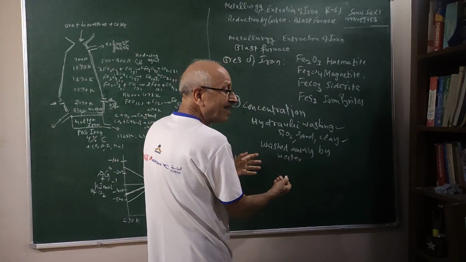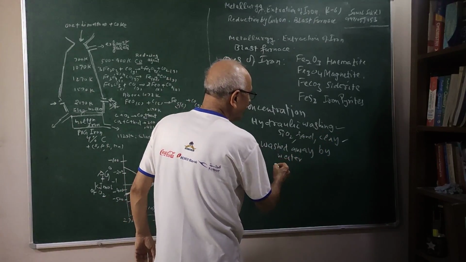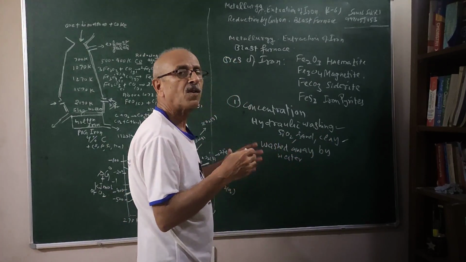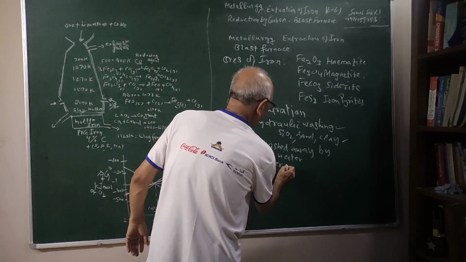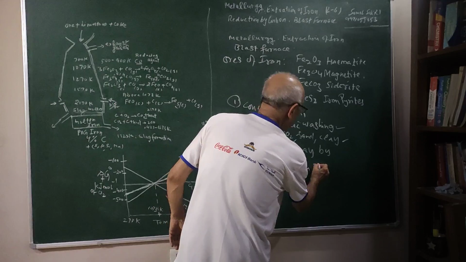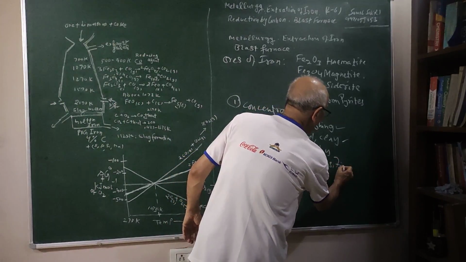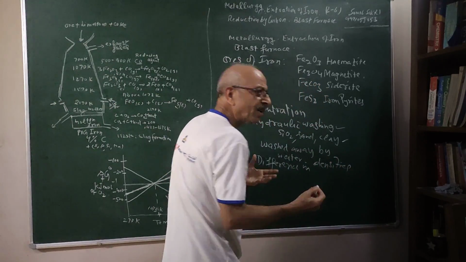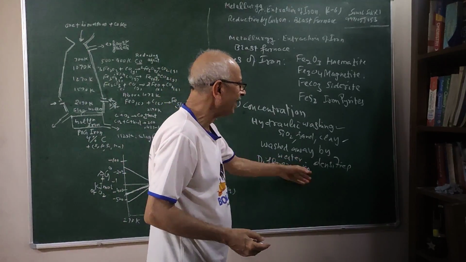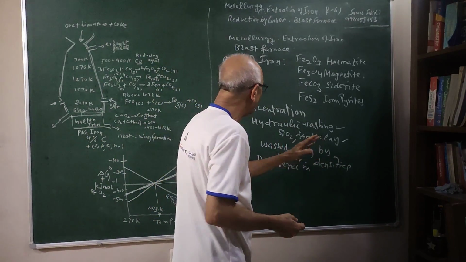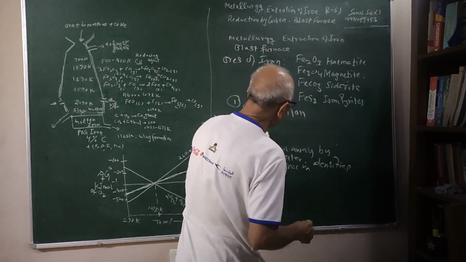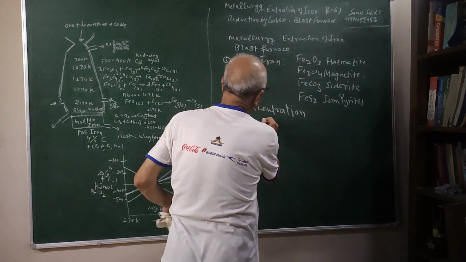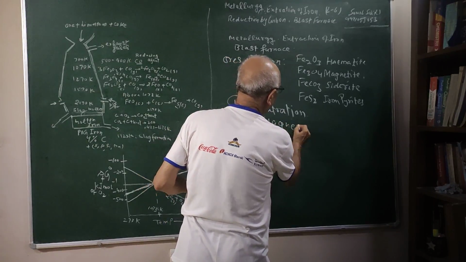So pressure of water is applied and the lighter impurities are washed away with the flow of the water, because there is a difference in the densities of ore and the gangue. So ore is heavier, ore has a higher specific gravity, therefore this is one method. Second, of course, is itself clear.